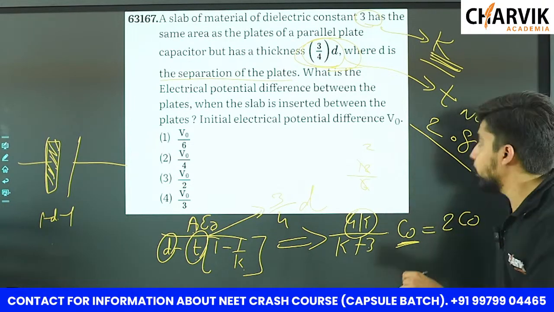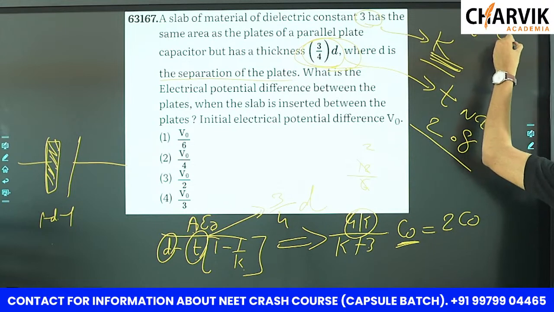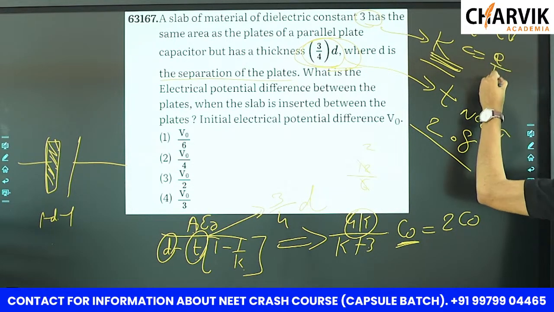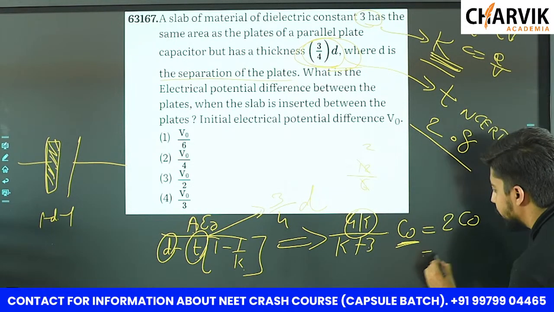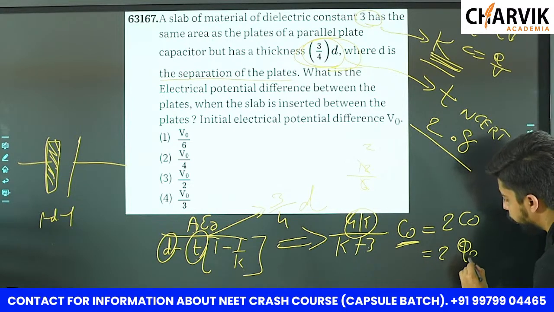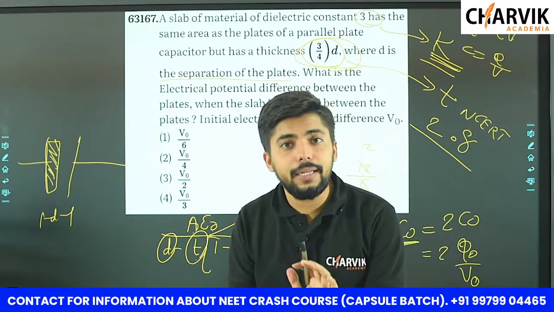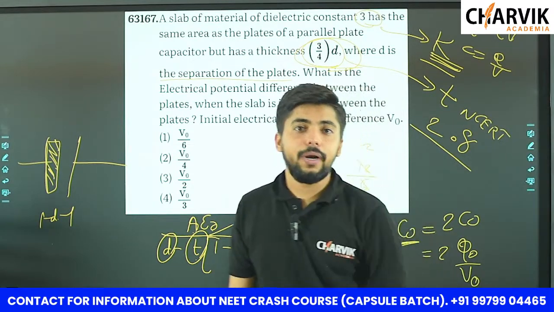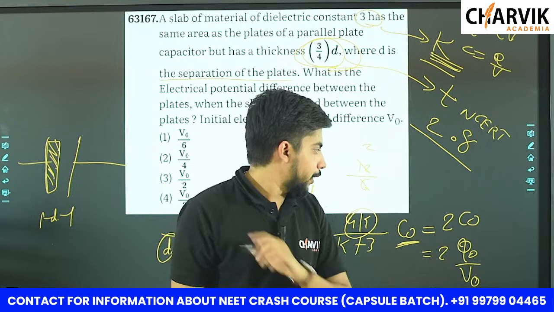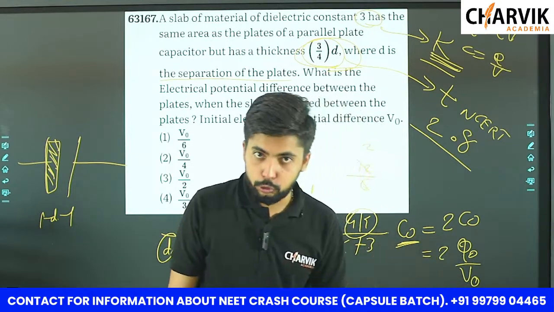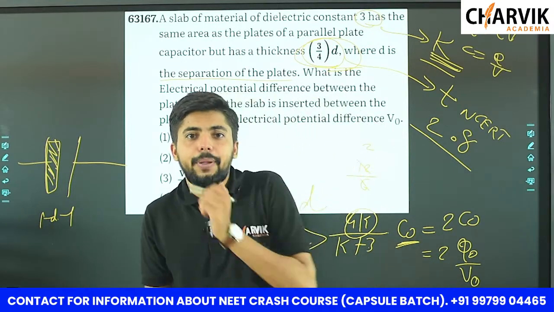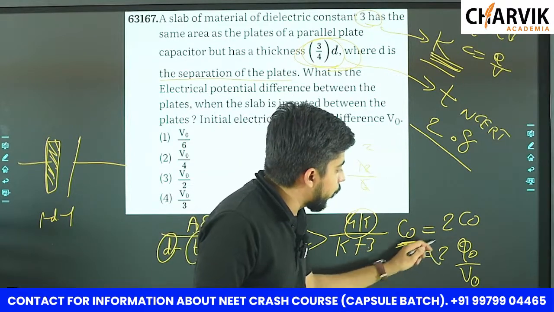Now, what is C naught? You all know Q is equal to CV, so C becomes Q divided by V. So we can say it becomes 2 into Q naught divided by V naught. What was the capacitance before adding the dielectric material? Before adding the dielectric material, the capacitance was Q naught divided by V naught. Now, what is the change in the capacitance? The change in the capacitance is 2 times.